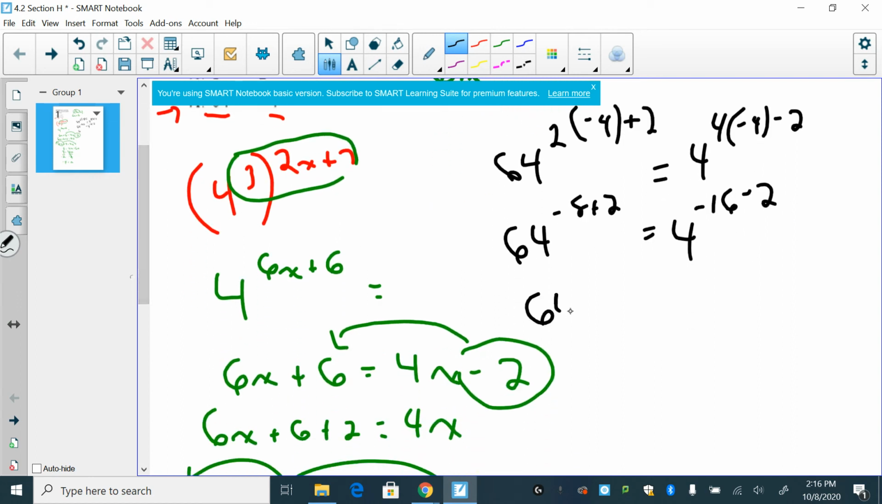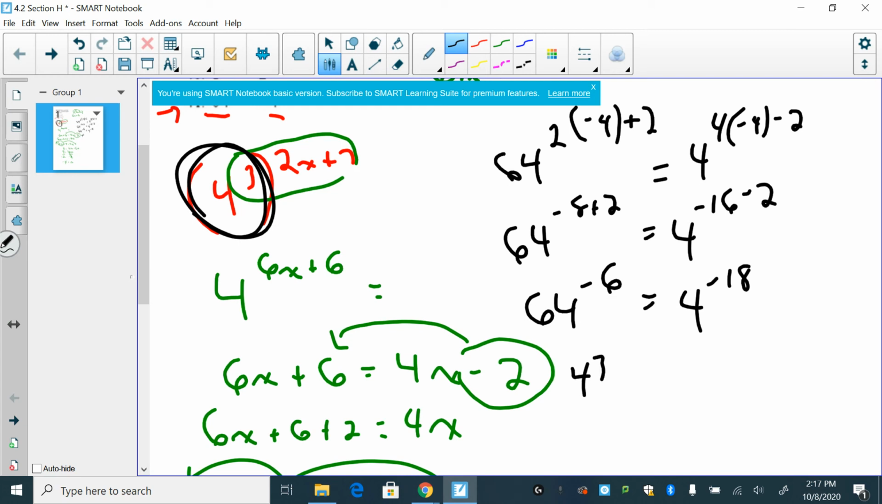So I've got 64 to the negative 6, and I've got 4 to the negative 18. And you're like, wait a minute, they're not the same. Well, wait a minute. They don't have the same base. Remember, 4 was to the exponent of 3. We did that earlier right here. So I'm going to change the 64 to 4 to the 3. And then you still have that negative 6 equals 4 to the negative 18.